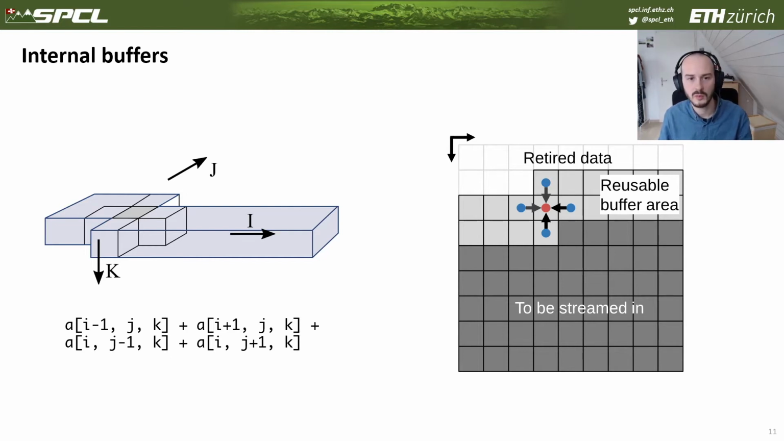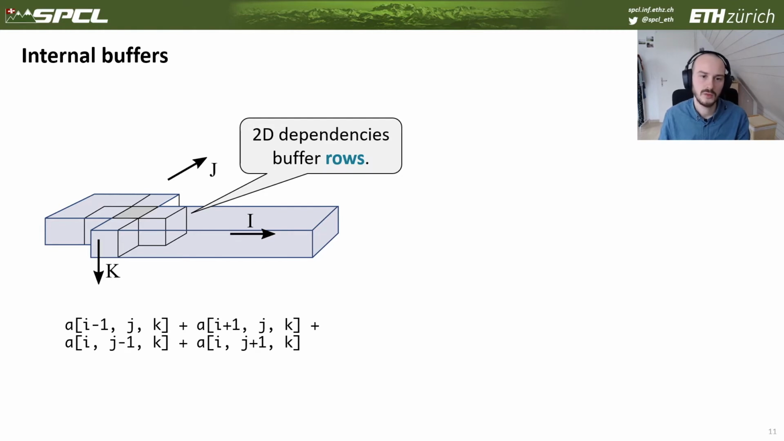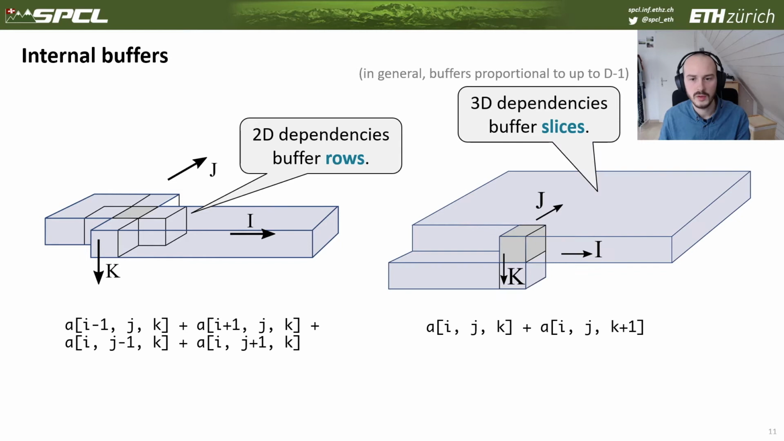And that's what we need to map to internal buffers. And then we have retired data, which is data that we have used in every offset where it will ever be needed, and we can safely throw it away. So when we traverse, each of these domains are updated, and only the necessary memory is kept in this reusable buffer area. So for 2D dependencies, we need to buffer rows, as I showed here. Or for 3D dependencies, we have to buffer up to slices.